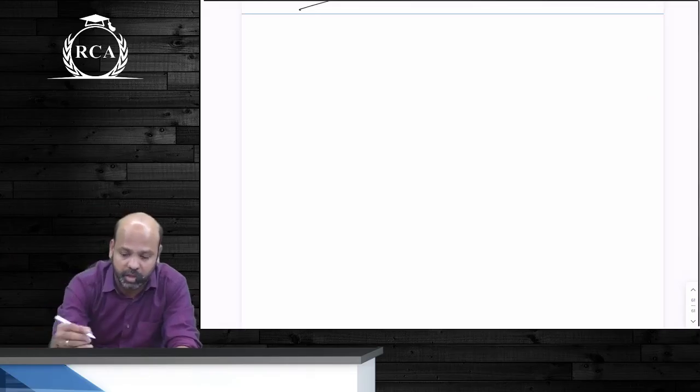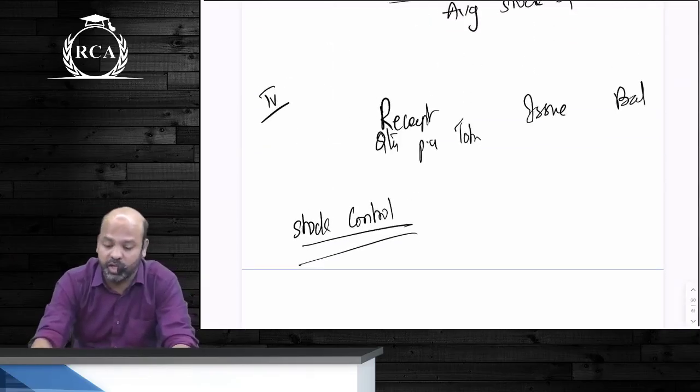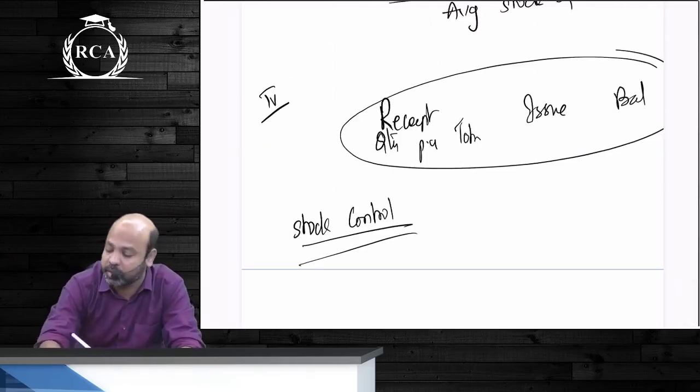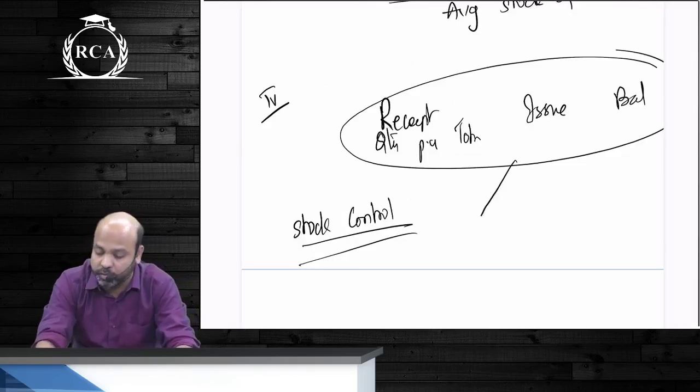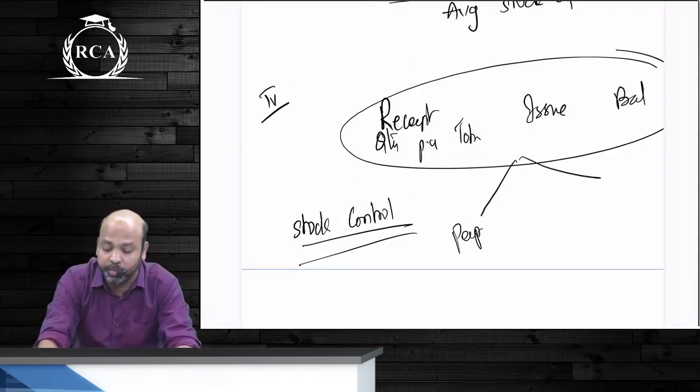अब ये physical control में क्या काम में आता है? तो हाँ, stores ledger card that you are maintaining. For this, you can either follow perpetual inventory system or periodical inventory system.